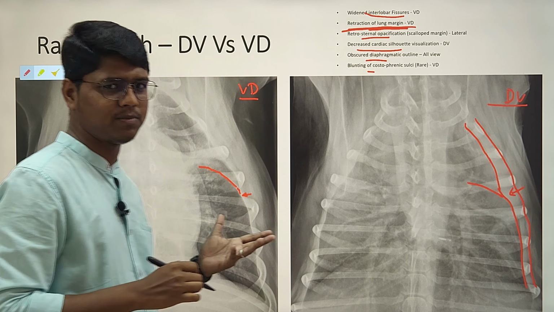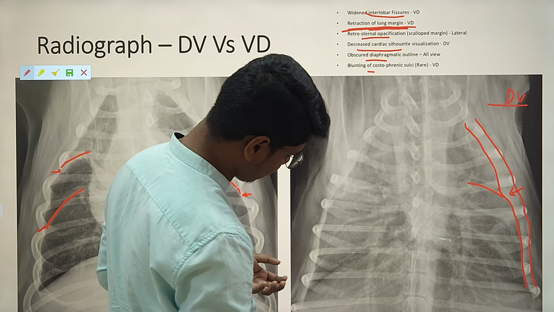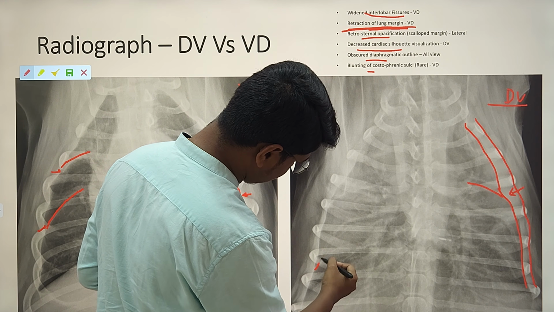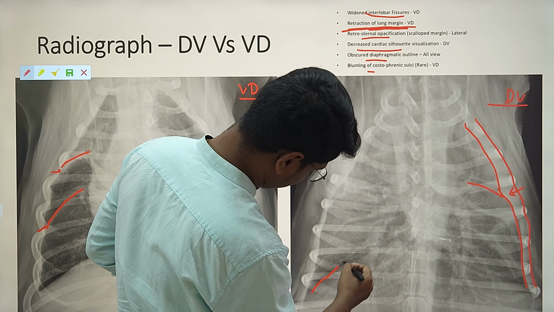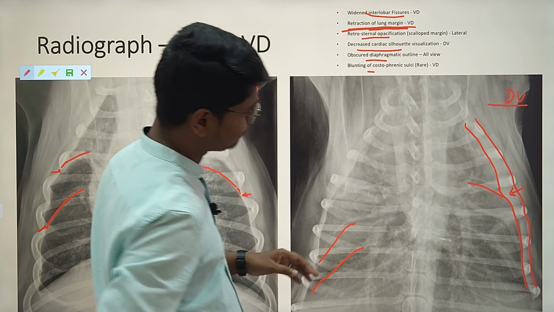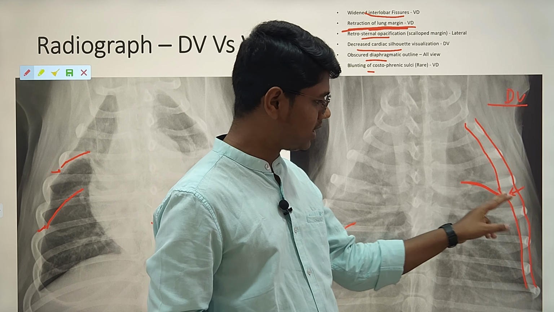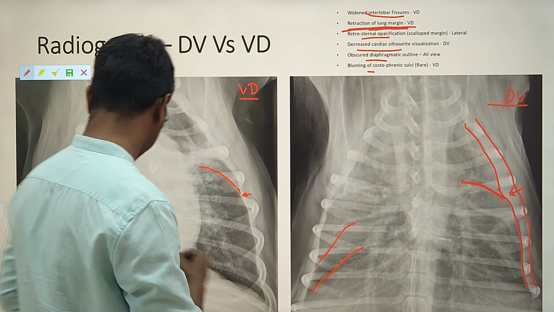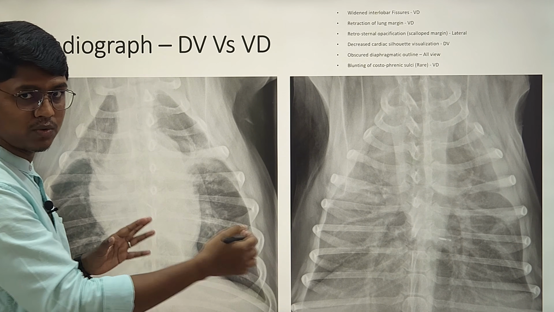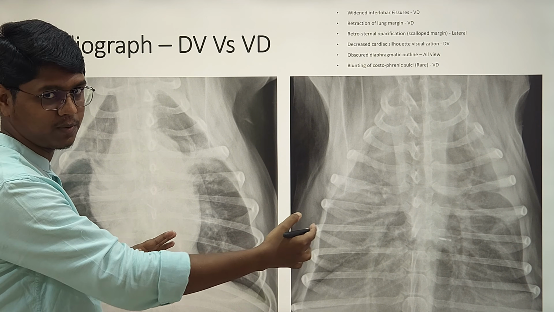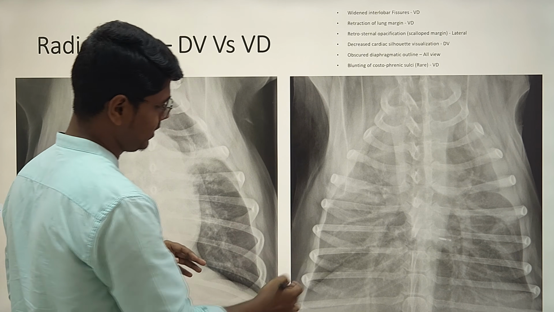Okay, this one, retraction of lung margin, is best visualized in the VD view, but in this particular radiograph it may not be that visible. Can you find some fissures? Here is one fissure. I'm sorry. Here is one. Okay. So you can see all those radiographs. We have more radiographs. Let me show you. So you understood the VD and the DV view. The heart is visible in the VD view while the heart is not visible in the DV view.